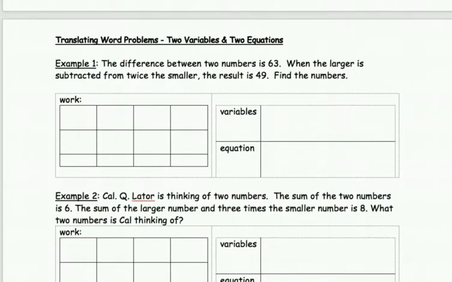So analyze the problem for what it is that you need to find. Usually it's in the last part of the problem. It'll say find this. Okay, so in here, find the numbers. Well, how many numbers were there? There were two numbers. And there's some qualities about them, that one was larger, one was smaller. So just add that to your table here as you're brainstorming. So we know we have a larger number and we have a smaller number.